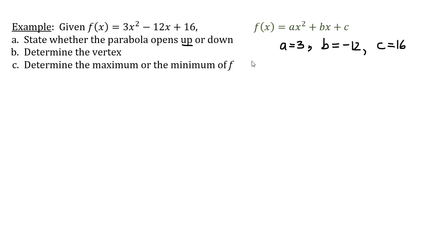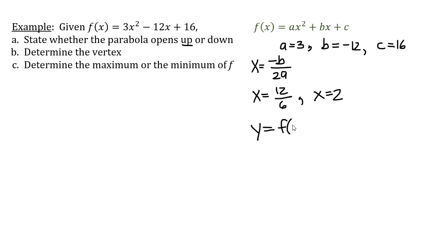So to find the vertex, I have to solve for x equals minus b all over 2 times a. So that means x equals minus negative 12. So I'm going to get positive 12 divided by 6. x equals 2 is the x value of the vertex. To find the y value of the vertex, I have to plug 2 into my function. So y is equal to f evaluated at 2, and that's going to give me the number 4.